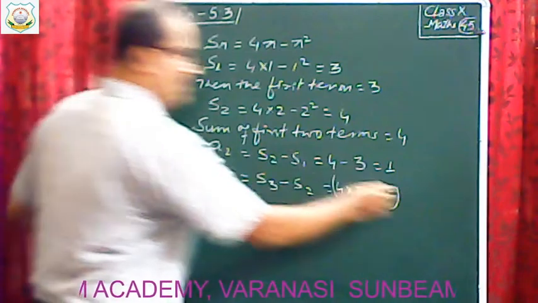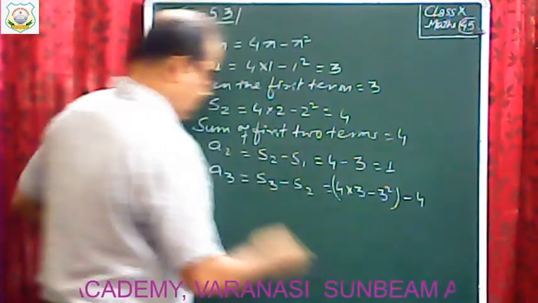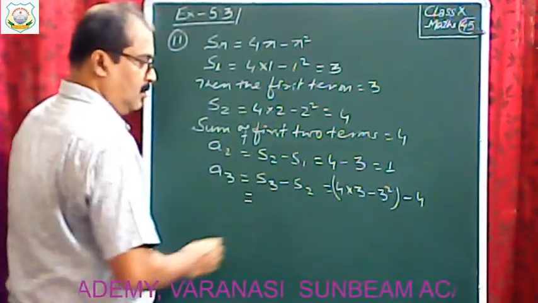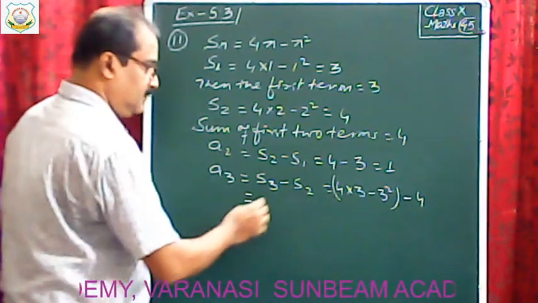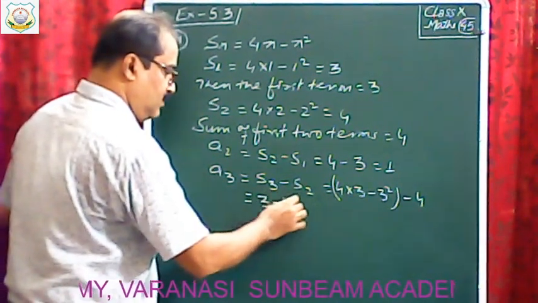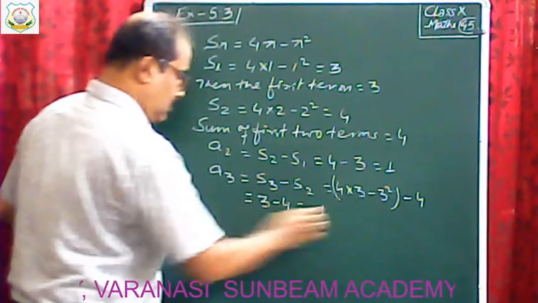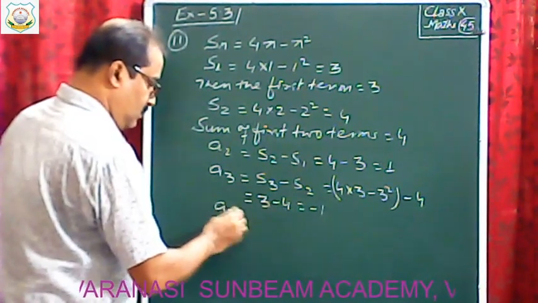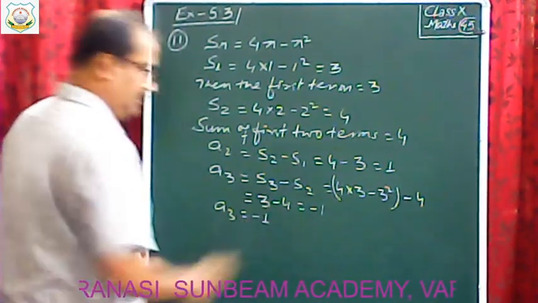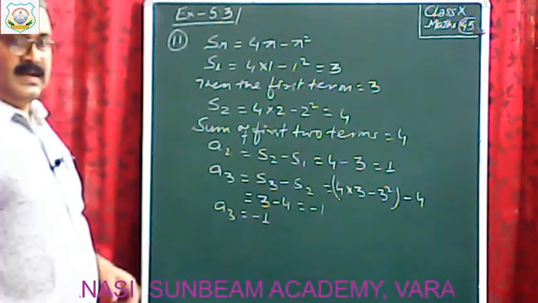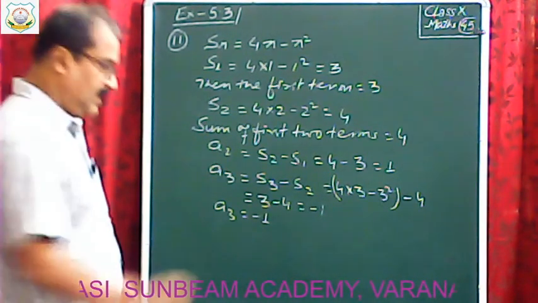S2 we have minus 4, directly you can write. So 12 minus 9, 3 minus 4, that is equal to minus 1. So A3 equal to we get minus 1.